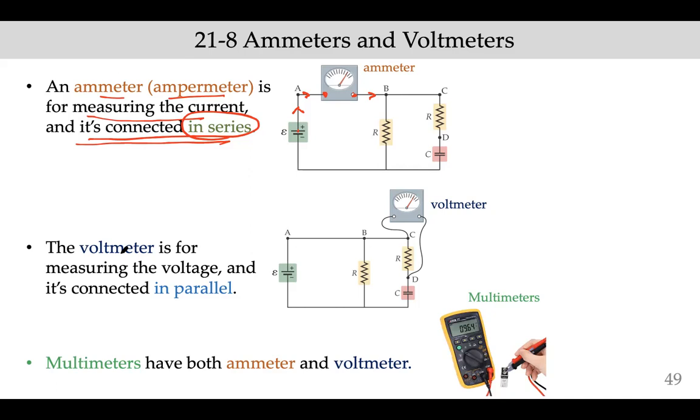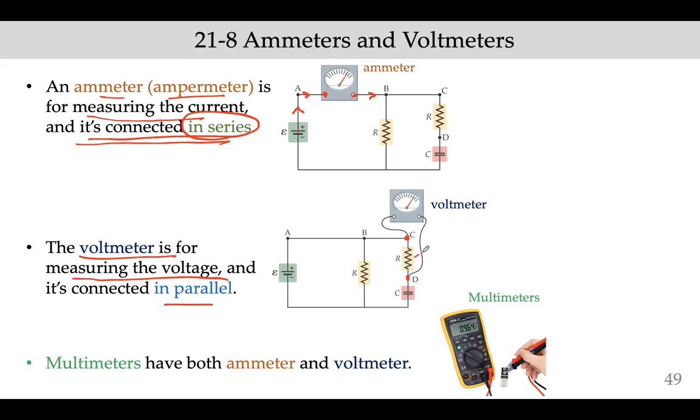The voltmeter is for measuring the voltage, and it's connected to the circuit in parallel. So if you want to find the voltage between C and D, you don't cut the circuit. You connect the voltmeter in parallel like this. You can see that the voltmeter is connected in parallel to this resistor where I want to measure the voltage on it.